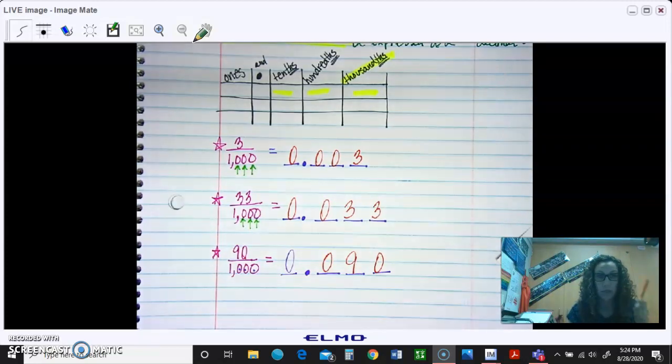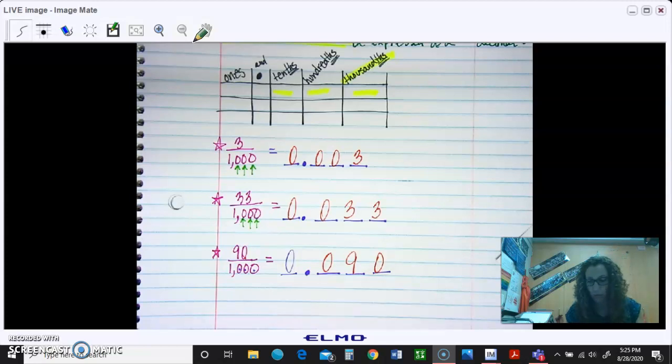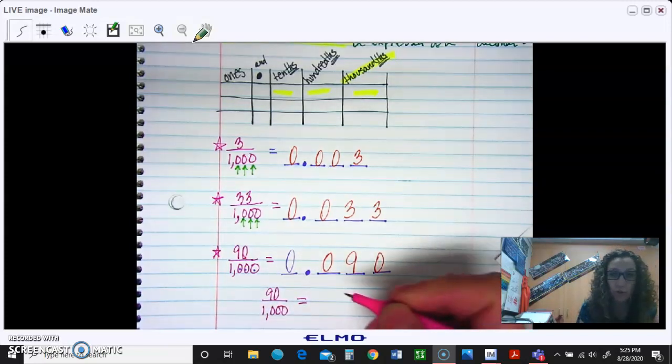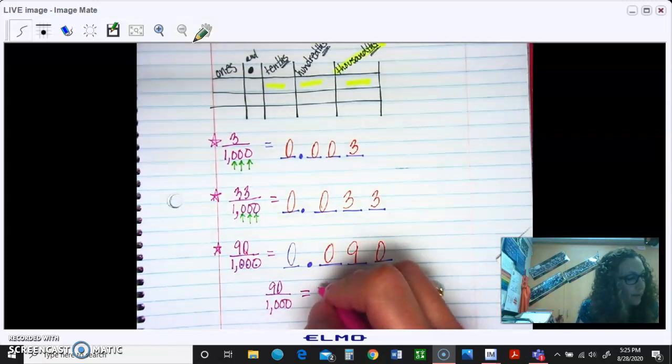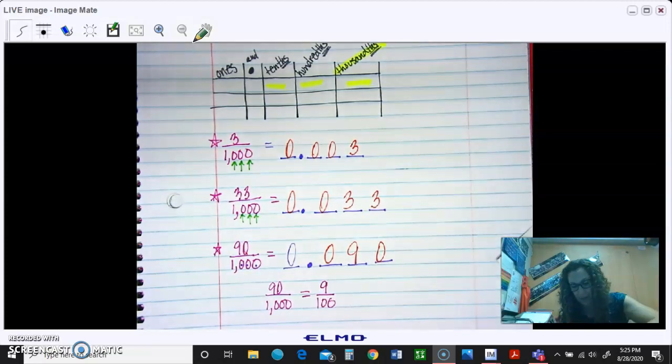Now, here's where this is kind of a monkey wrench problem when you're just learning this, okay? So, equivalent decimal to this one, we can drop that 0. So 90 thousandths is equivalent to, I'm going to rewrite it here, 90 thousandths is equivalent to, equal to, the same as 9/100ths.